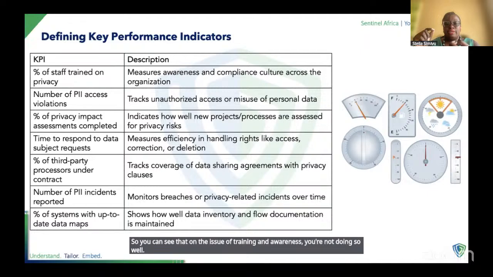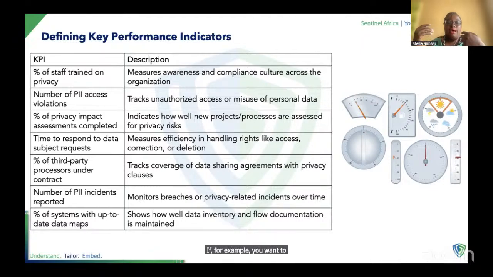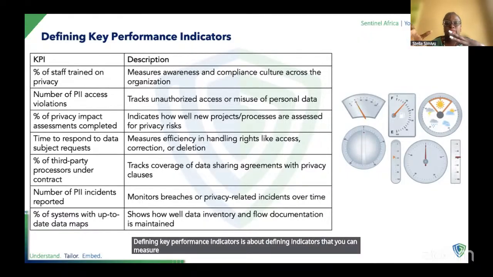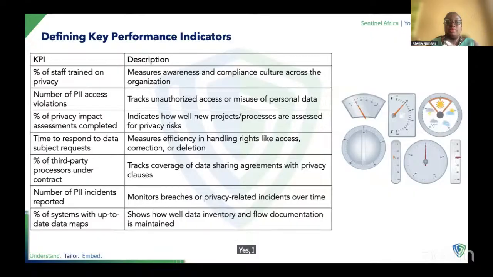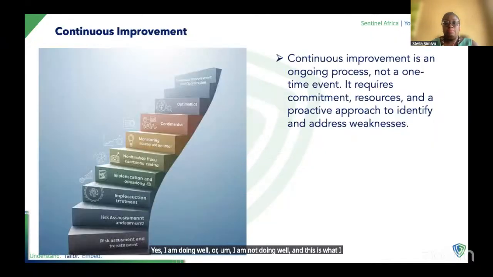If, for example, you want to have privacy impact assessments completed for 10 areas, and you've only done one privacy impact assessment, then you know you're not doing well. So defining key performance indicators is about defining indicators that you can measure and monitor, so you can say, yes, I am doing well, or I am not doing well, and this is what I need to do to improve.